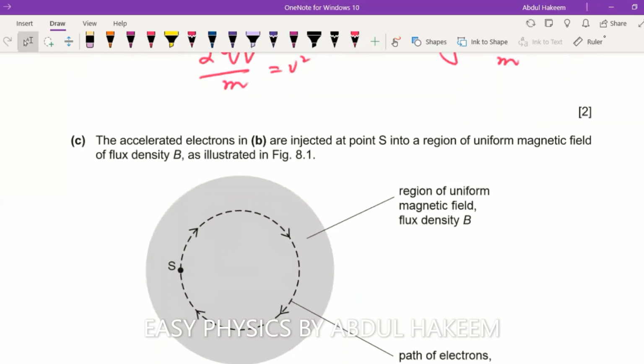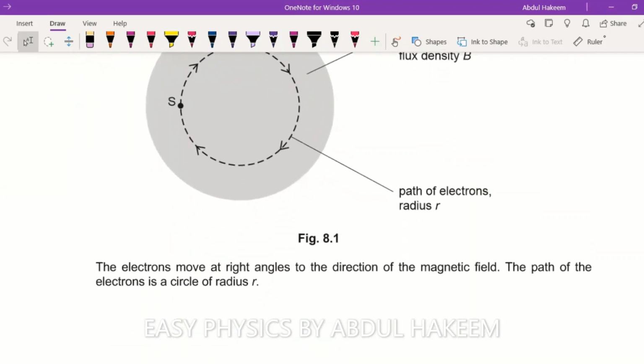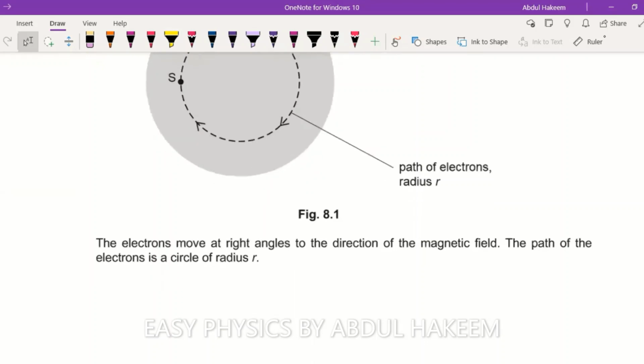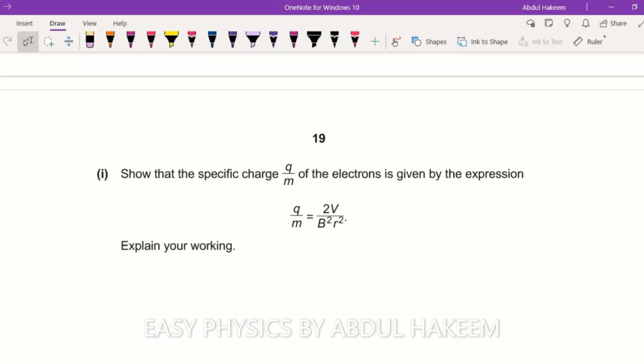The accelerated electrons are injected at the point S into a region of uniform magnetic field of flux density B, as illustrated. And the electrons move at right angle to the direction of the magnetic field. The path of the electron is a circle of radius r. Show that the specific charge q by m of the electron is given by the expression q by m is this. Look. Electric force is equal to magnetic force.